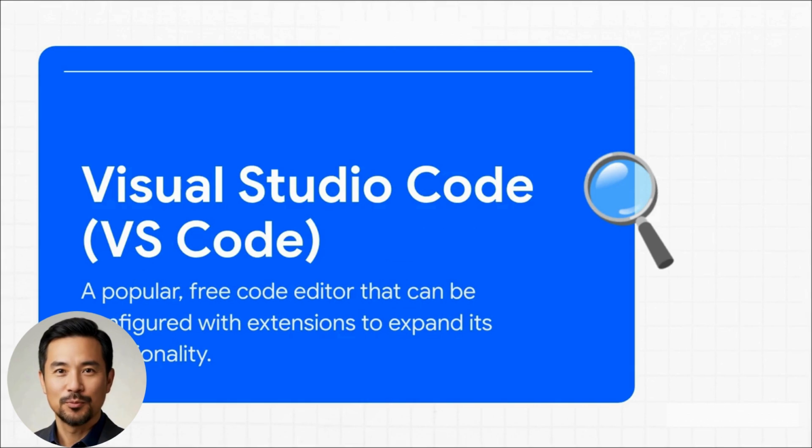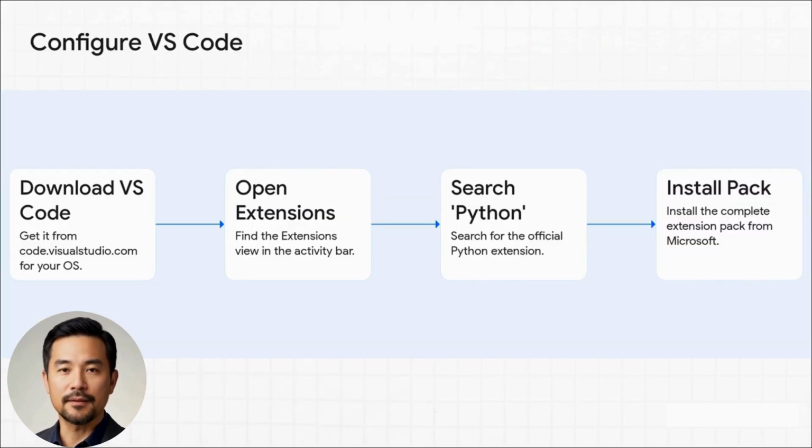Now to work with these notebooks, we're going to use a program called Visual Studio Code, or just VS Code for short. It's an incredibly popular code editor that also happens to be completely free. We can easily tweak it with a couple of extensions to make it the perfect environment for all our machine learning projects. Getting VS Code ready is a piece of cake. It's just 4 simple steps.